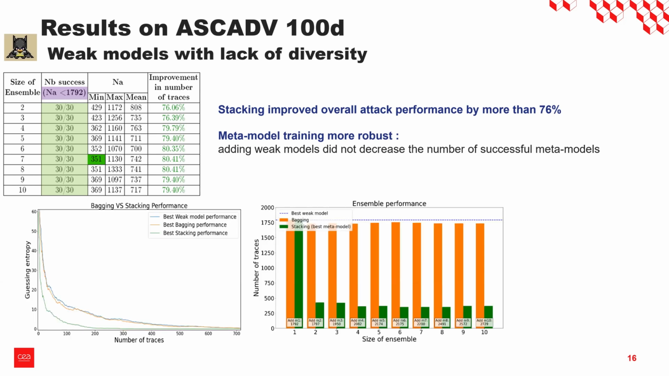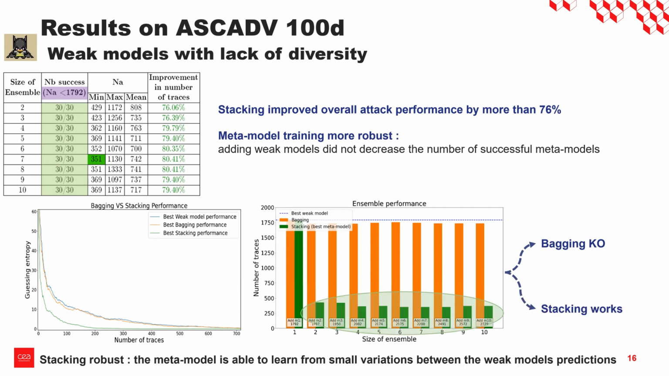Now, if we compare bagging and stacking ensemble across all ensemble sizes, we observe that on this dataset, the lack of diversity has strongly impacted the bagging aggregation, leading to poor or even ineffective bagging ensembles. On the other hand, stacking aggregation allows better and significant attack improvement across all ensemble sizes. This may be explained by the fact that a properly trained meta model is able to learn even from small variations between the weak model predictions.